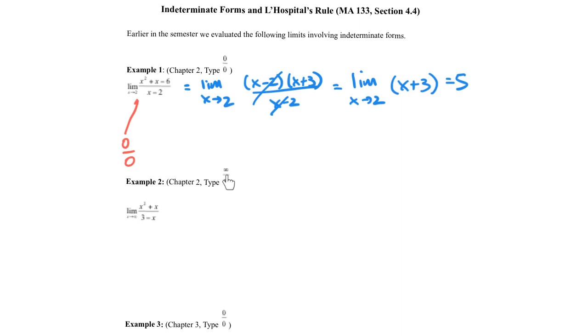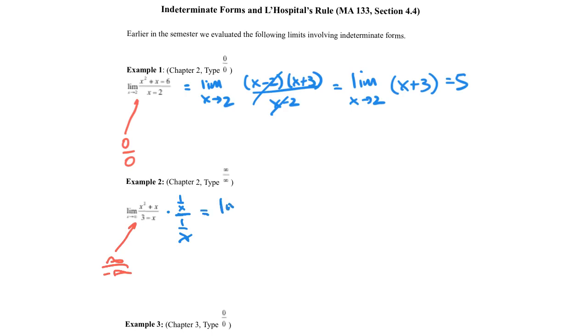Then we had this other infinity over infinity, and if we look at this one, the limit as x approaches infinity, the numerator is going to go to infinity, the denominator is going to go to negative infinity. And this was a type where we had a technique that said just basically divide everything by the highest power in the denominator, which we showed by multiplying by 1 in this form, which is essentially multiplying everything by the highest power in the denominator.